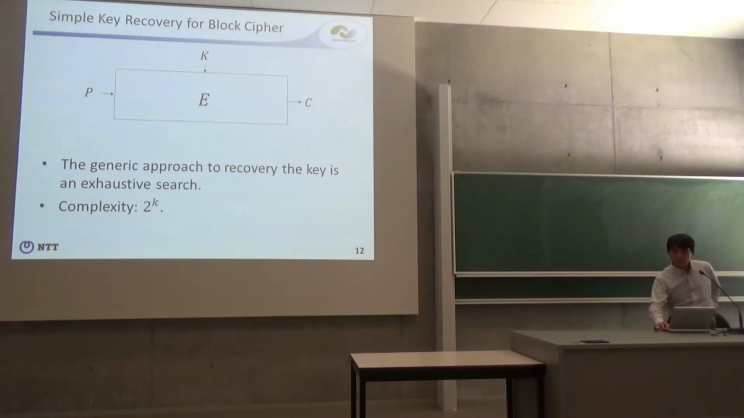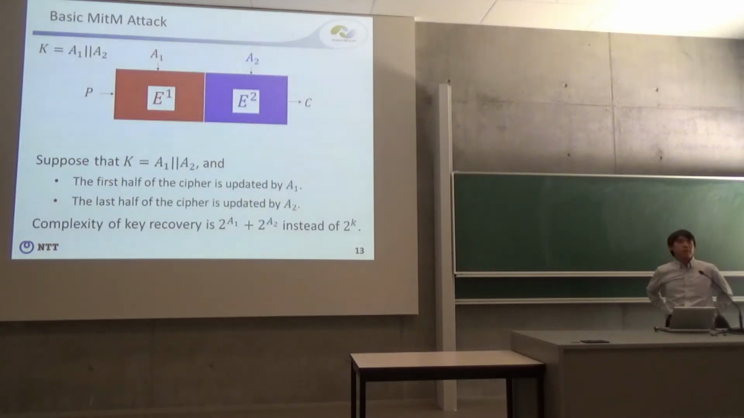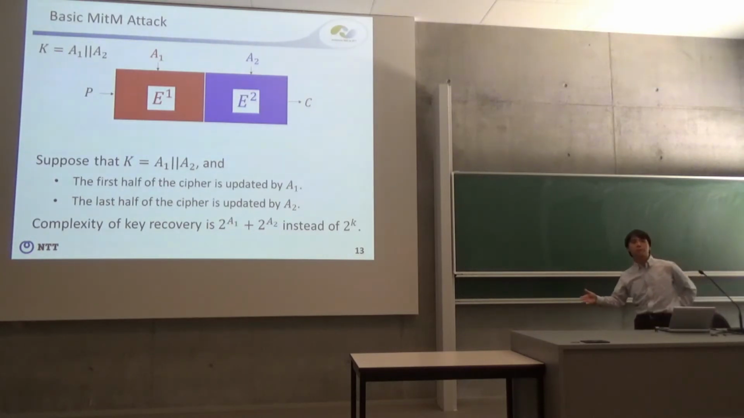Okay, so then let's suppose this situation. The key consists of 2 parts, A1 and A2. The first part of the block cipher is encrypted by A1, and the latter half is encrypted by A2. So then the complexity of key recovery is 2 to the A1 plus 2 to the A2, instead of 2 to the k.